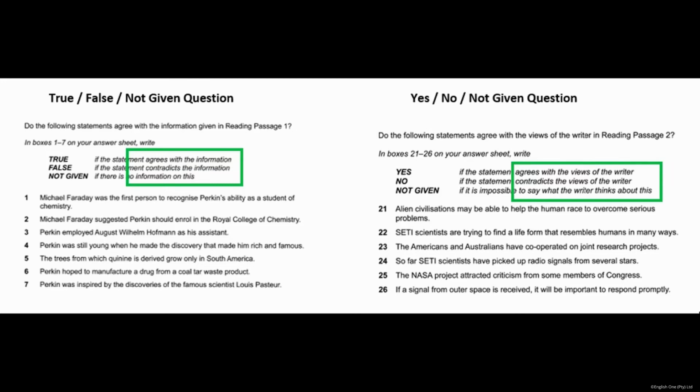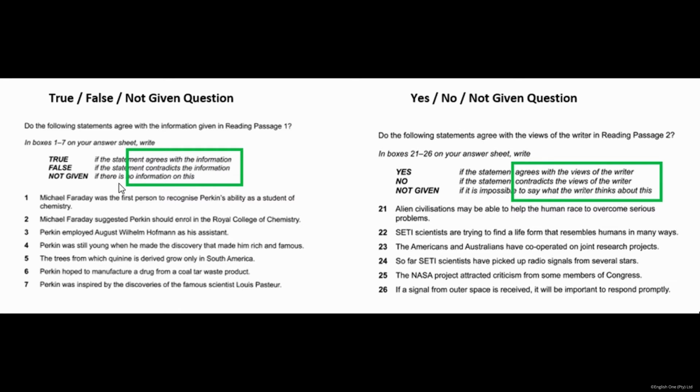True, false, not given, and yes, no, not given question type. In this question, you have to decide whether the information or the writer's opinion in the statements can be located in the text. No, they are not interchangeable. Let's take a look. For the true, false, not given question, you have to locate facts and information in the text.